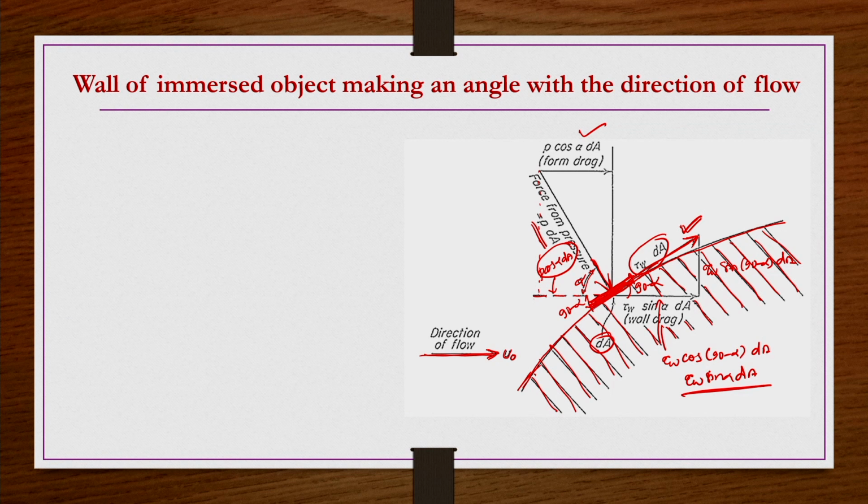Whatever the shearing force is on this particular element, it is not in the horizontal direction. So, we have evaluated its vertical and horizontal components. Since the flow is in the horizontal direction, the shearing force component in the horizontal direction is tau w sin alpha dA. So, this is going to be wall drag. This is how we are going to evaluate these drag components for a given geometry.